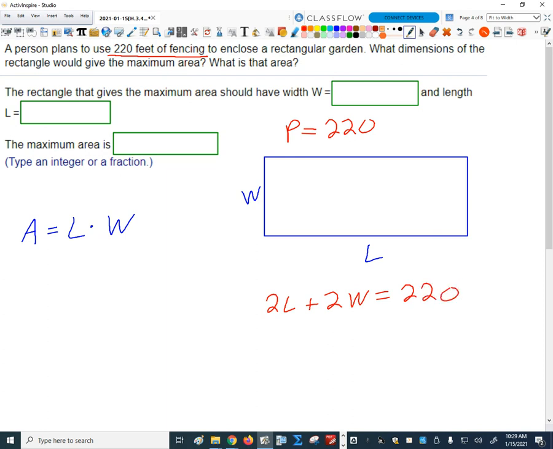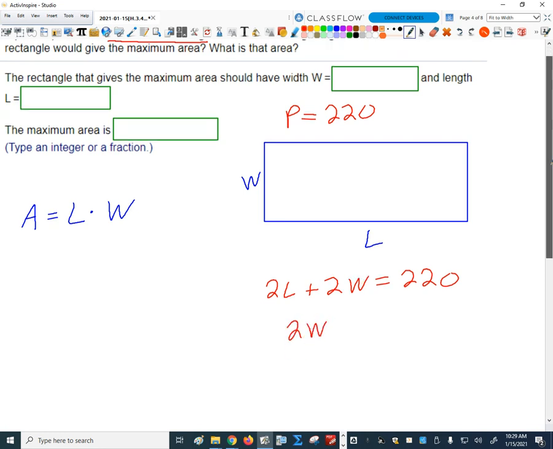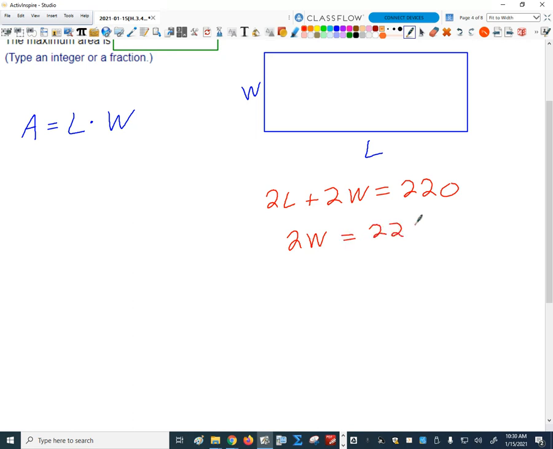Well, look what we can do here then. When I say we want to find another equation that relates L and W, that just means we've got an equation that only has L's and W's in it, right? Now I'm able to do something like, let's go ahead and solve for W here. If I subtract the 2L, I'm going to get 2W equals 220 minus 2L. I could divide both sides by 2, and I get W equals 110 minus L, okay?